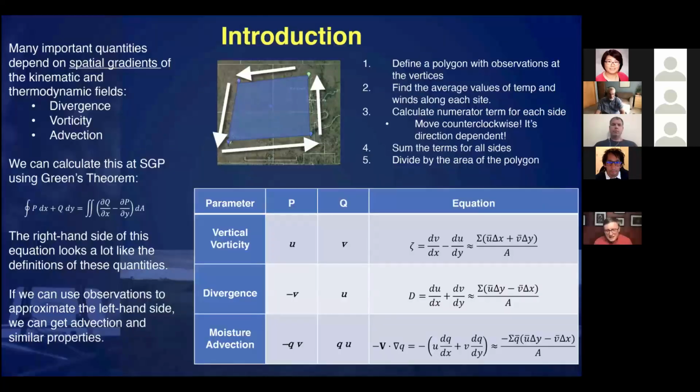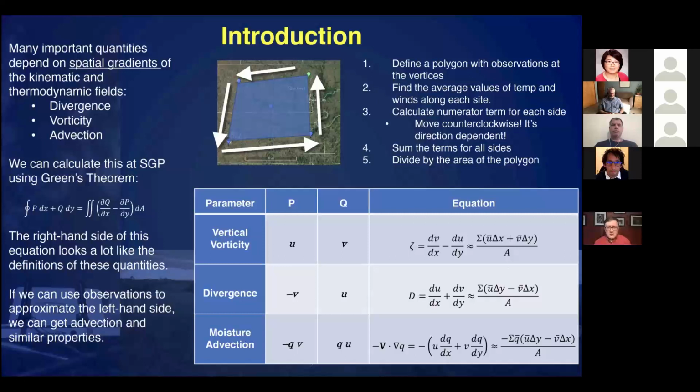This is not a technique that we have invented, but we are applying it to the SGP site. We're using Green's theorem from vector calculus. So think back all the way to when you were taking vector calculus, and you see it there on the left-hand side of your screen. The important thing to note is the right-hand side of that equation, del Q del x minus del P del y. That looks an awful lot like the definition of vorticity or divergence or advection. So if you can use your observations to approximate the left-hand side of that equation and normalize by the area, then you'd be able to get at what the advection and these other kinematic quantities are.